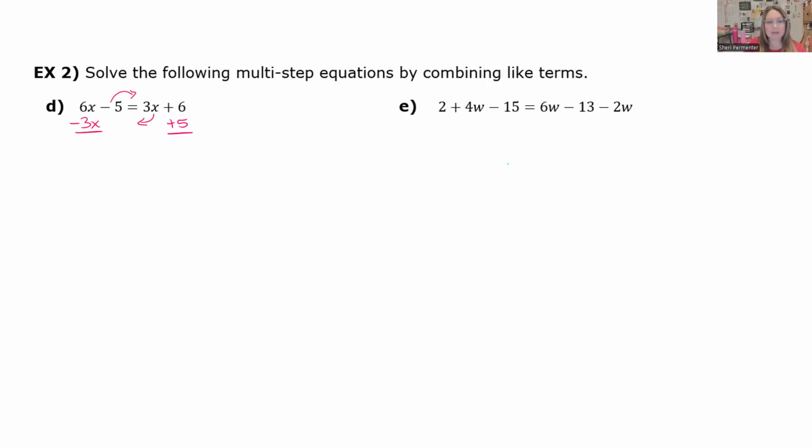So on the left, I have 6 minus 3 is 3x. On the right, I have 6 plus 5 is 11. My next step to get x by itself, what do I do with this 3? Divide. Why does that feel weird or icky? Yeah, it's not going to divide evenly.